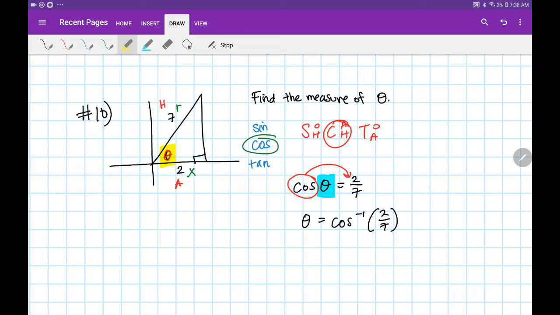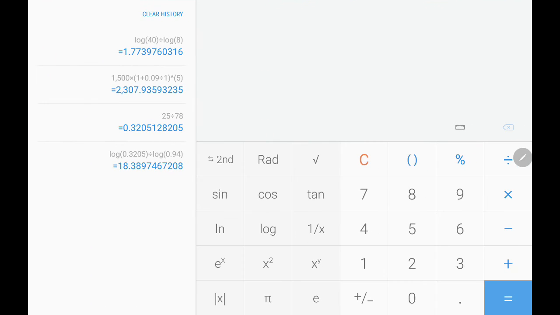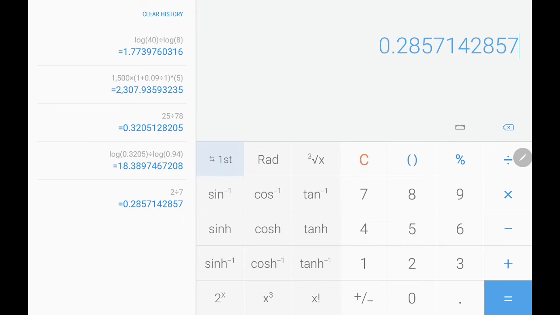At this point, I just need to plug all this stuff into a calculator. So I'm going to go ahead and go into my calculator, do 2 divided by 7. So iPhone people, you'll want to do 2 divided by 7, hit enter. And then you'll notice that right here is my cosine button, but I don't want cosine, I want to use inverse cosine. So hit second, and now cosine inverse has popped up.